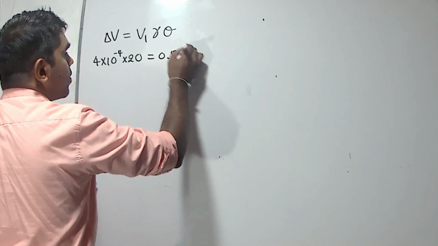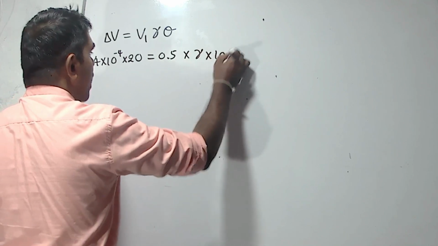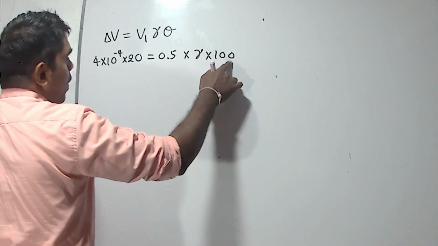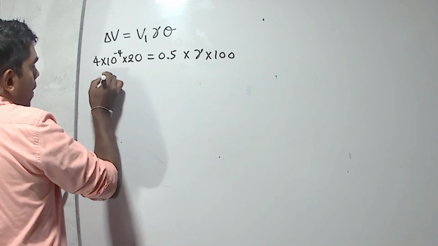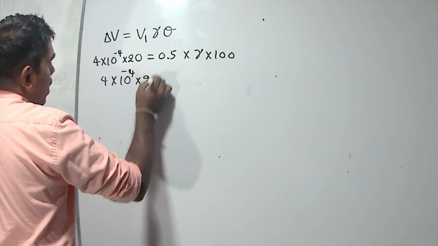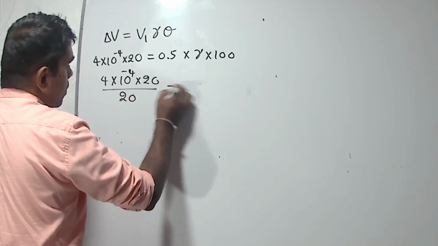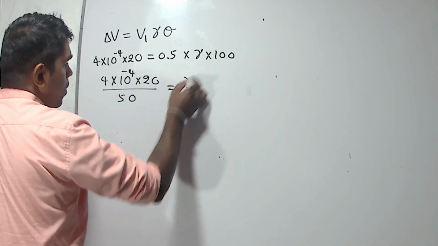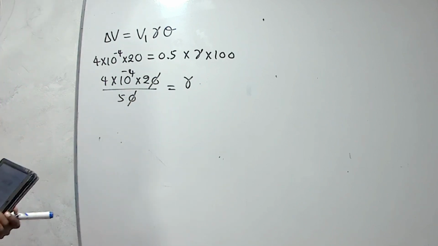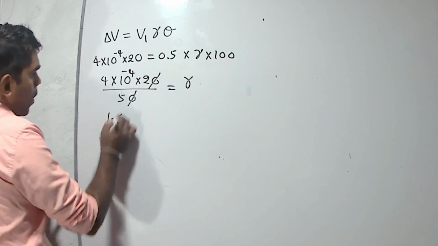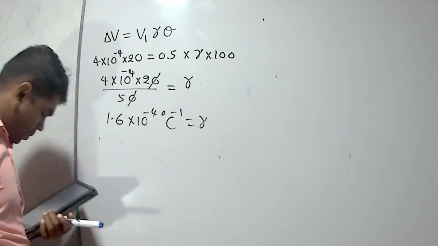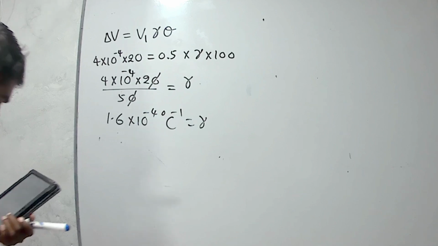Then we can find the gamma value, with temperature increase 100. 0.5 into 100. Then we can take 50 to the left-hand side as a division. 0.28 divided by 50 gives 1.6 into 10 to the power minus 4 per Celsius. Answer is 4.